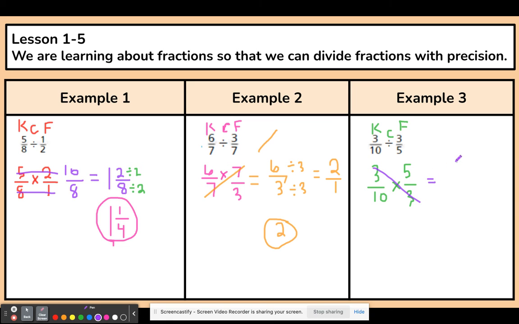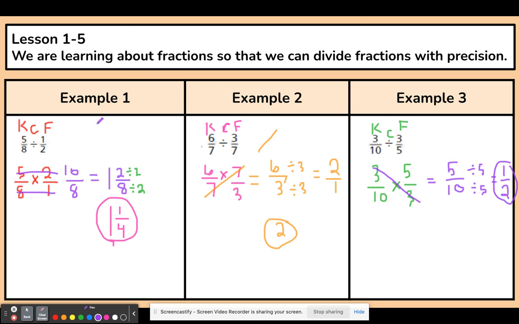So I am left with a 5 on the top and a 10 on the bottom. What goes into both of those? Well, 5 goes into both of those. If you divide the top and the bottom both by 5, you end up with a simplified answer of 1/2.